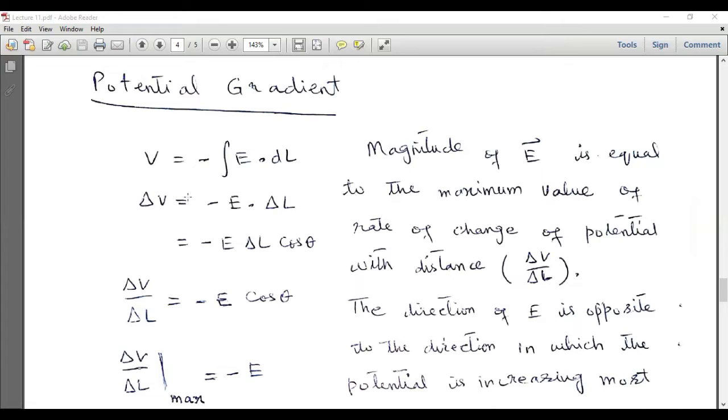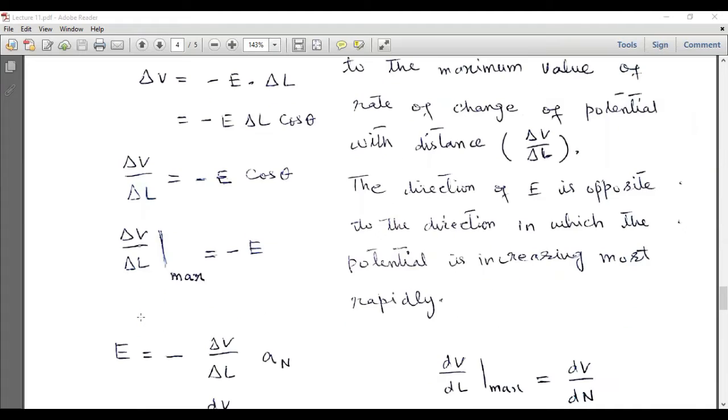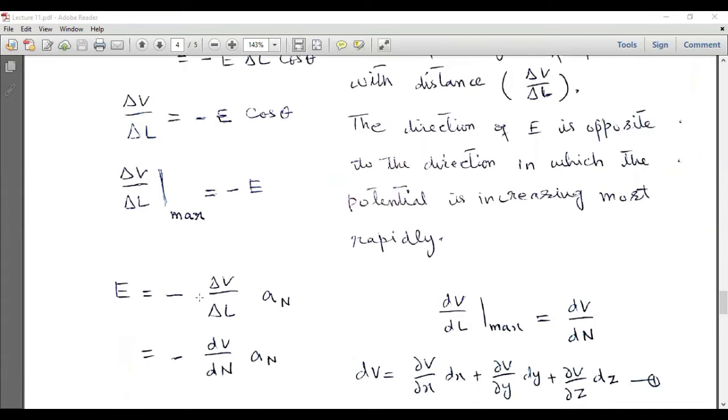So from this expression, we can write delta V is equal to minus E dot delta L, and this can be written as minus E delta L cos theta, and minus E cos theta can be written as delta V over delta L. So the maximum value of delta V over delta L is equal to minus E, and it will occur when theta is equal to 0 degrees. So this is the maximum value of delta V over delta L. And from here we can write E is equal to minus delta V over delta L max, right?